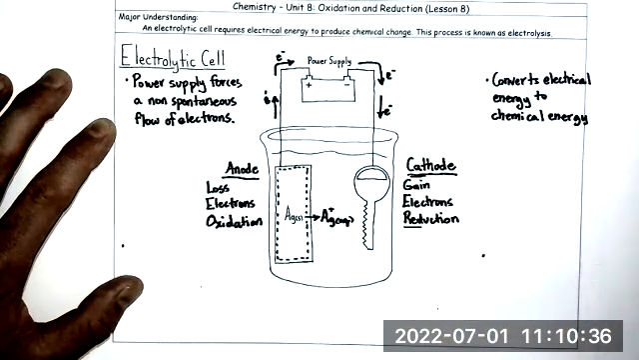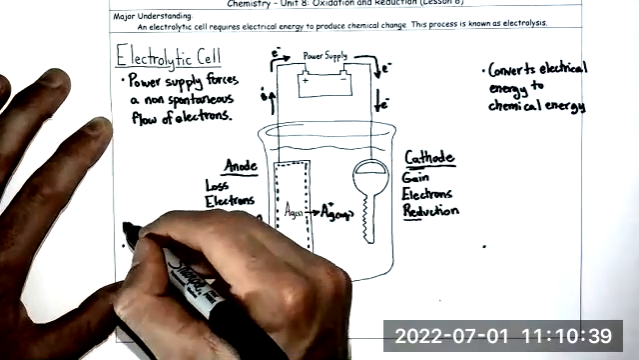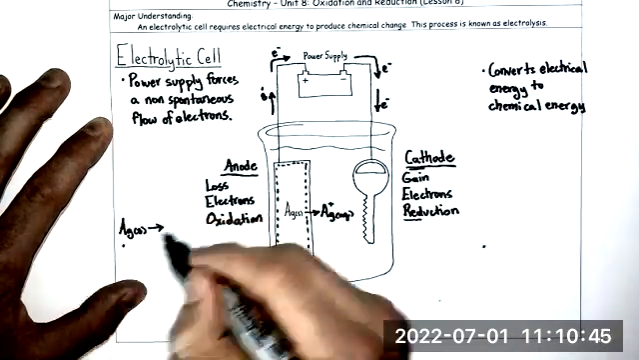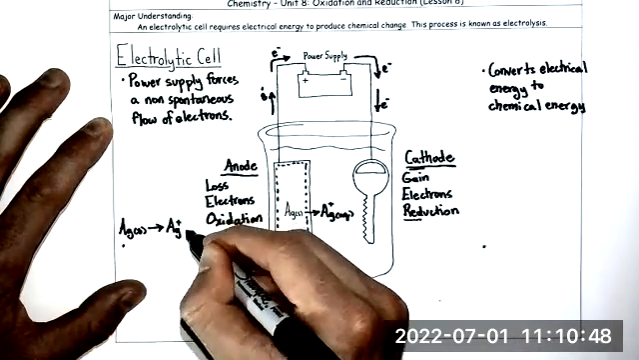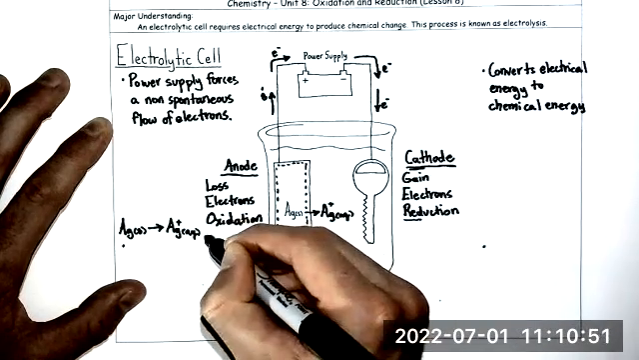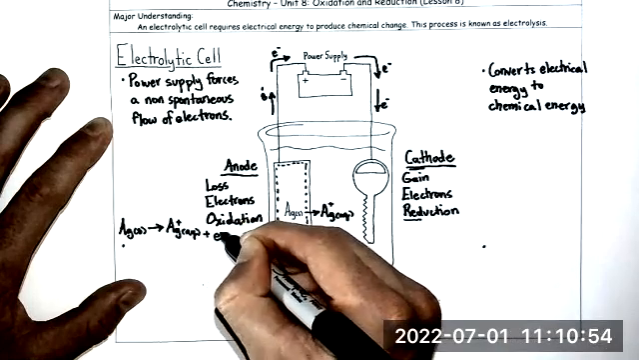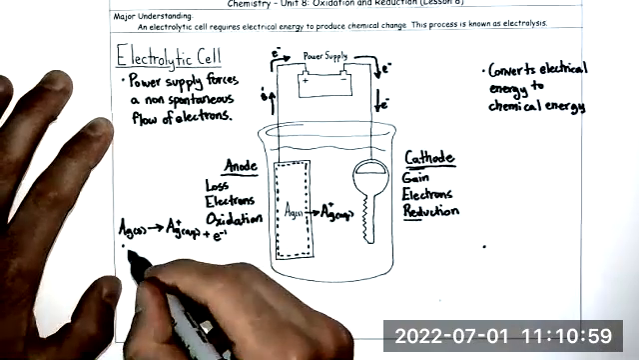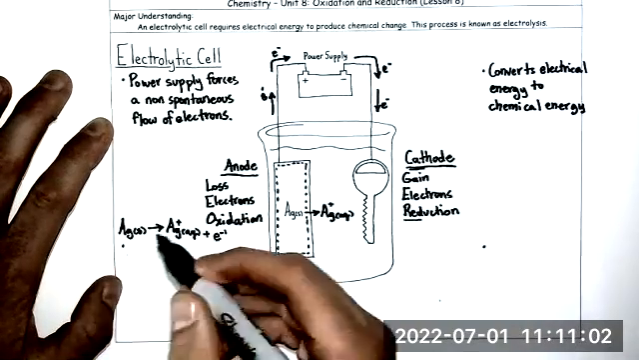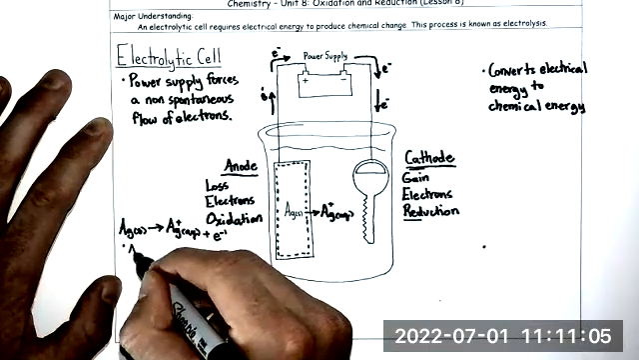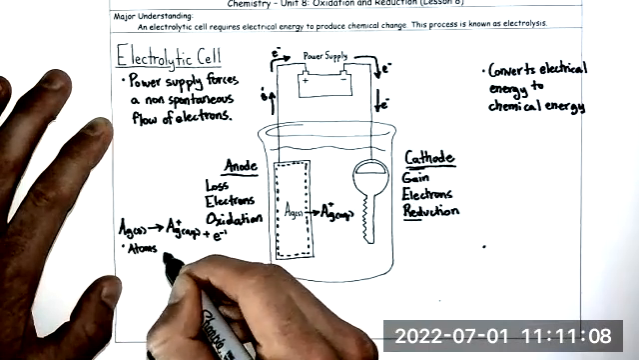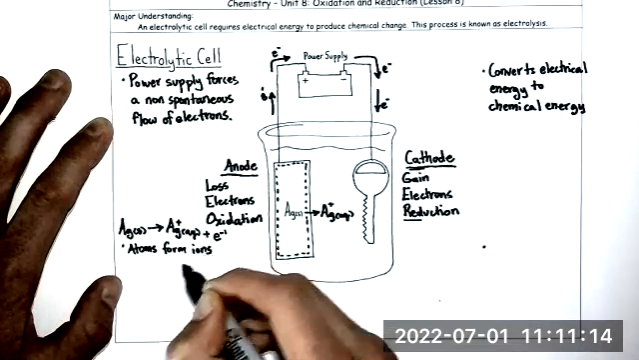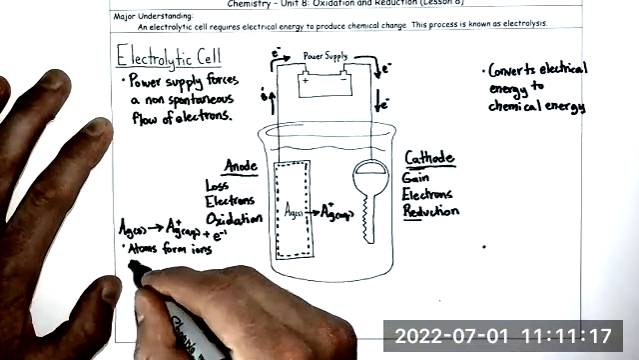Okay, and so we can write a half reaction for this. We have Ag solid, and it's becoming Ag aqueous. And this is happening because it's losing one electron. And what happens here as a result of this is the atoms form ions, decreasing the mass of the anode. So the atoms form ions, decreasing the mass of the electrode.